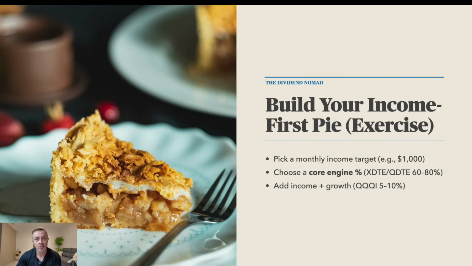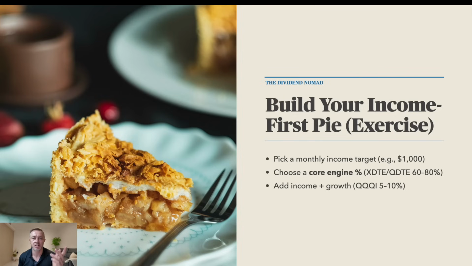And for me, I chose QQQI for that, and that's a 5 to 10% allocation of my portfolio. I chose this one because it grows, it pays income, and it has a tax advantage. Now you could choose something else. There's lots of good ones out there.